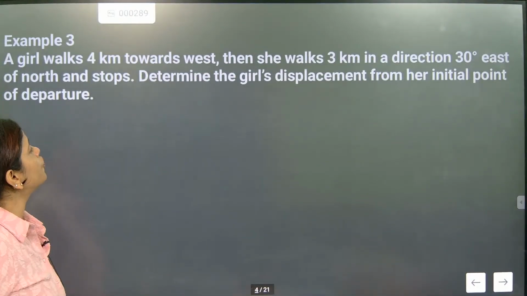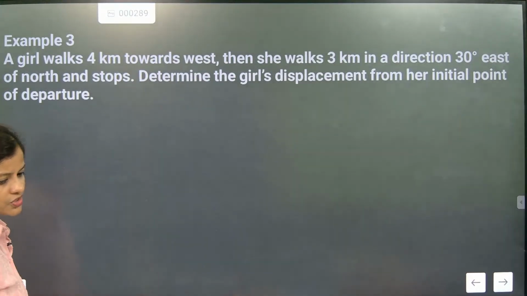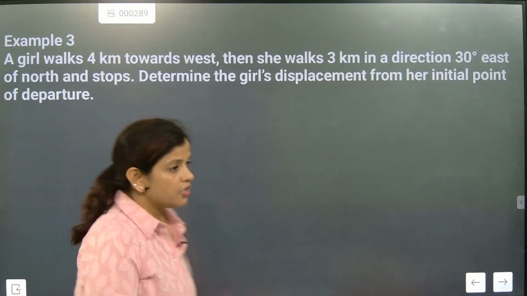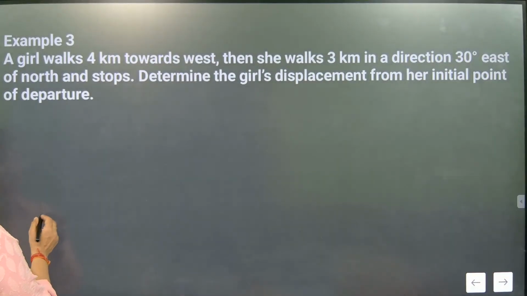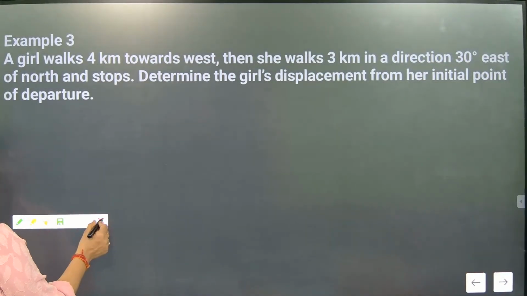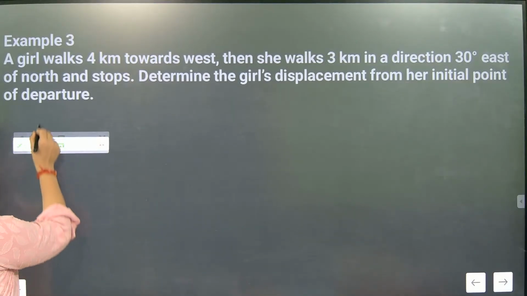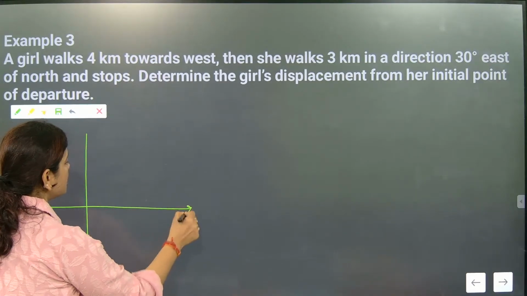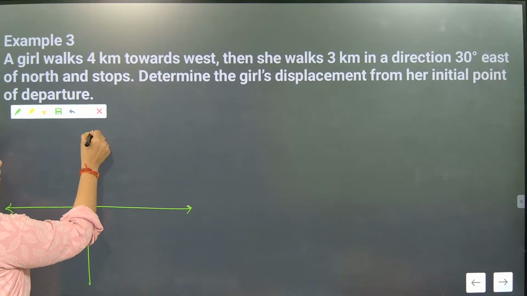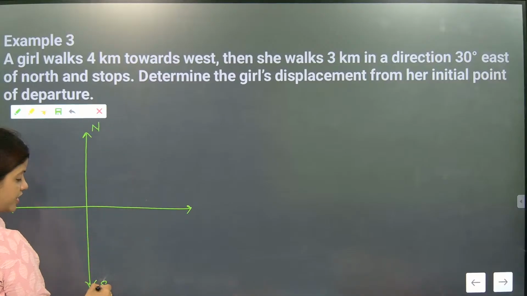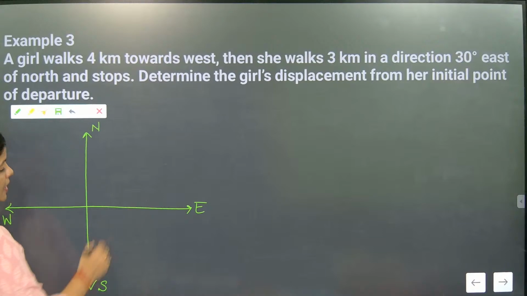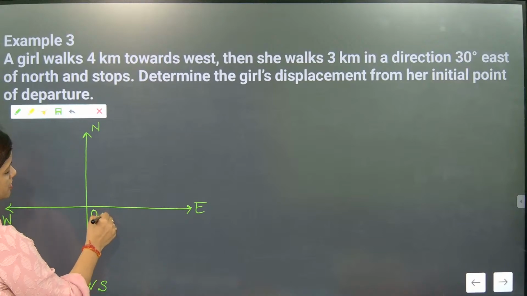Now our question, what you were looking forward to, this was the question. A girl walks 4 kilometers towards west. This is one of the important questions. We are going to understand this question very nicely. Yesterday I solved it in a hurry, so now I am going to solve it with some gap. So, this is the north direction, this is the south direction, this is the east direction, and this is the west direction. Now this is the origin.